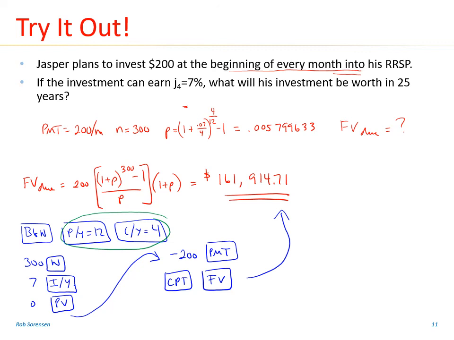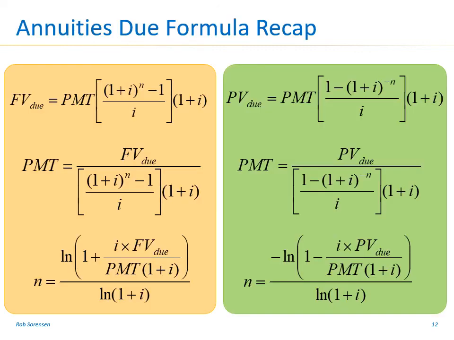That's really it for annuities due. Here's a quick recap of the formulas. In yellow here on the left, I've got the formulas when we know the future value due or when we want to calculate future value due. That's a large amount of money. There's one for FV due, one for payment, and one for N. There is no formula for I, but we can use our calculator for that.